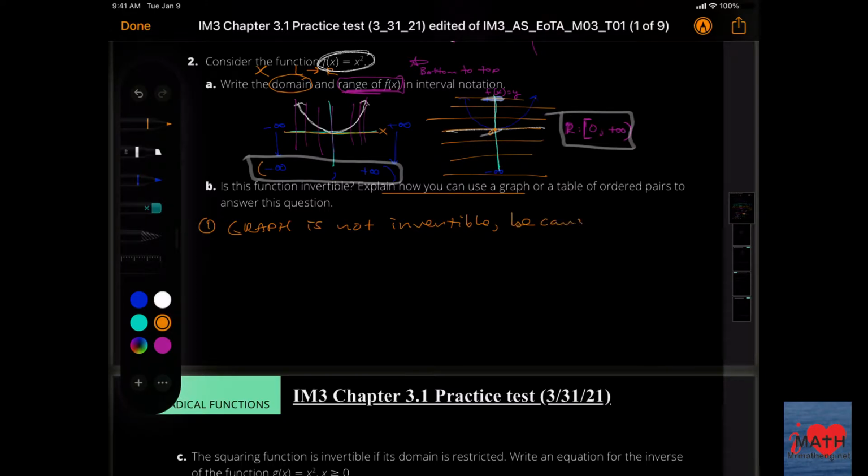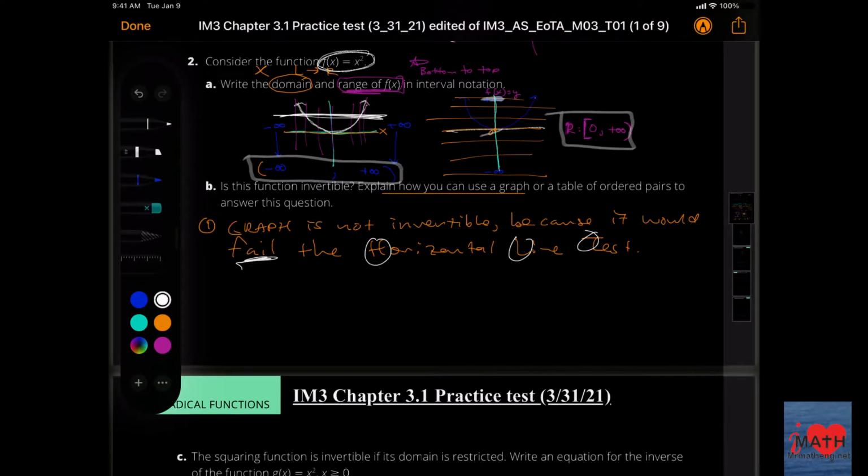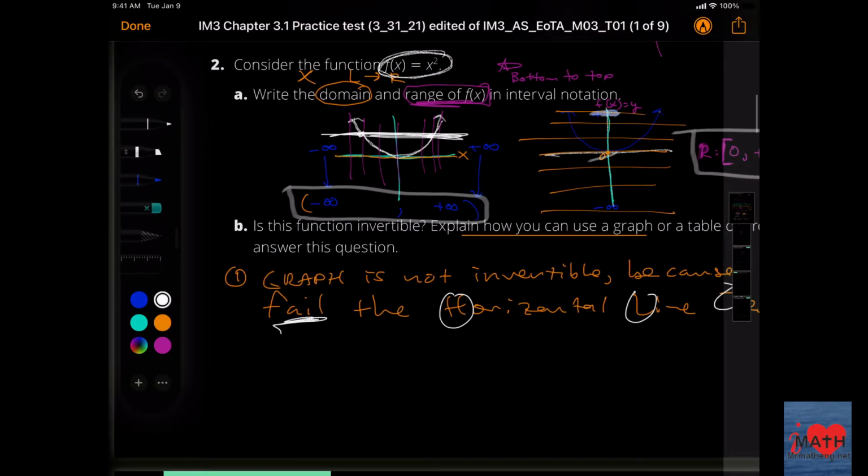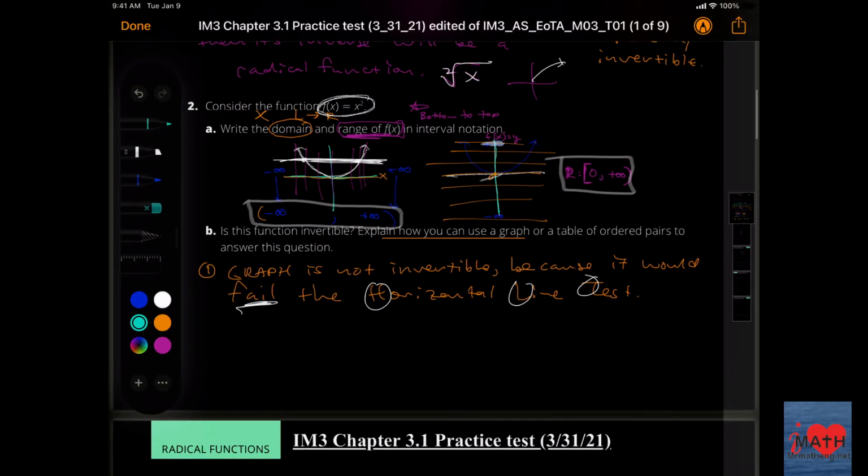Because it would fail the horizontal line test. And again, let me show you guys the horizontal line test, HLT. Why does it fail? Because if I take this white line here and I go across, it's going through that more than once. So that's how you figure out the invertibility by graph. Okay, let's do it now with a table of ordered pairs to show you that.